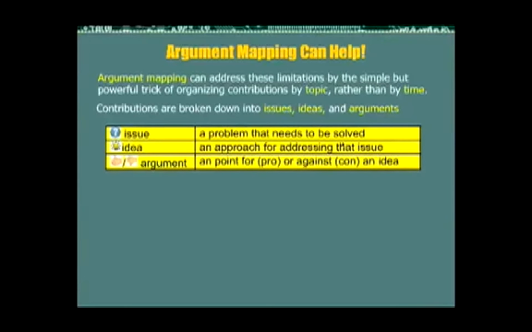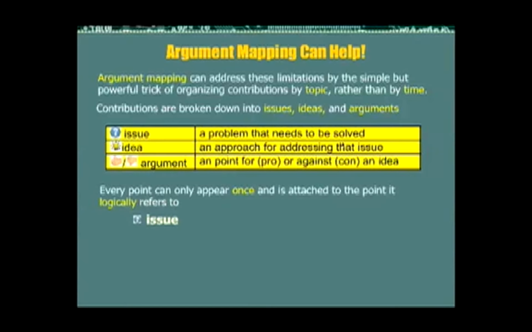An issue represents a problem that needs to be solved. An idea represents an approach for addressing that issue, and an argument represents a point for or against an idea. A for point is called a pro, and an against point is called a con. Every point can only appear once and is attached to the point it logically refers to.